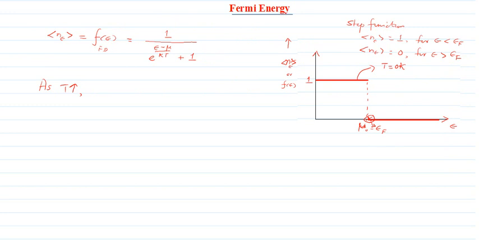So as the temperature increases above 0 Kelvin, the probability of excitation above the Fermi energy becomes non-zero, or the occupation of the levels above EF becomes what? Non-zero. Here it was completely zero in the graph.